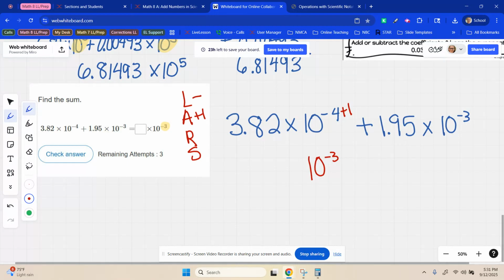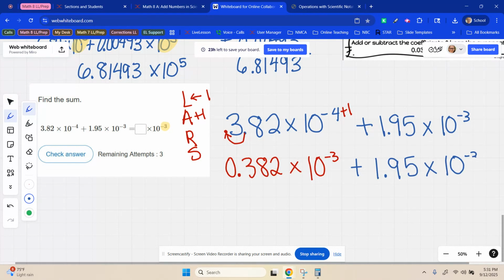That means I'm going to need to move the decimal to the left one time, 1 power of 10. There we go. So now I get 0.382 times 10 to the negative 3rd power. Okay, the other guy is going to stay the same. I didn't need to do anything with him because he already had the negative 3rd power. I just want to match. Okay, I want the power of 10 to be the same.